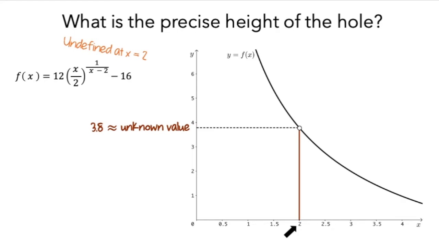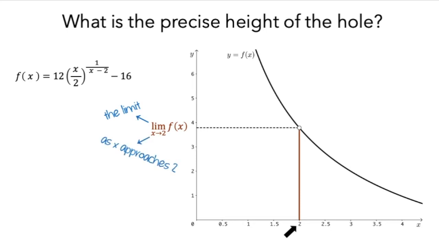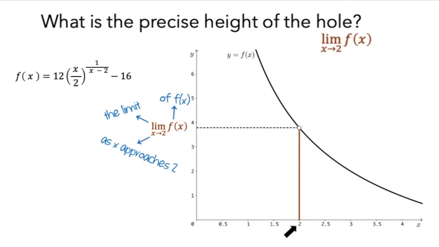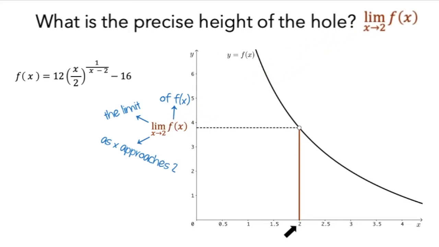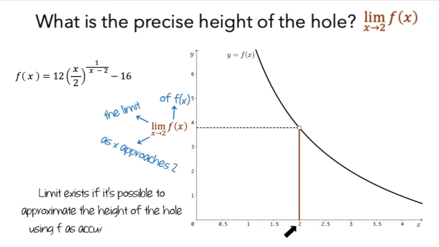This precise value is noted by the following notation. This notation is read as the limit as x approaches 2 of f of x. So the precise height of the hole is the value of the limit. This limit exists if it's possible to approximate the height of the hole using f as accurately as desired. So let's find this value as accurately as desired.